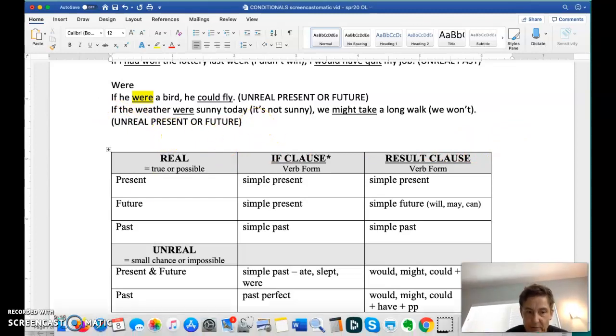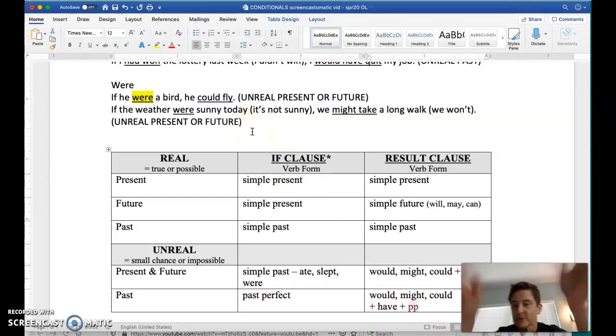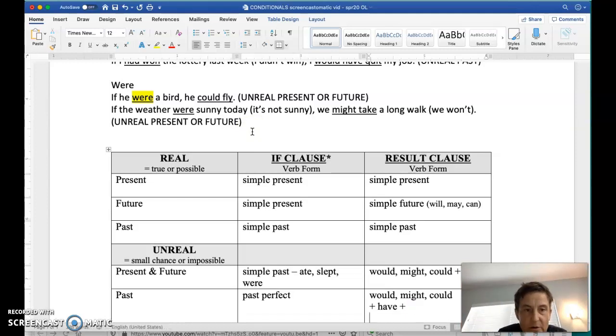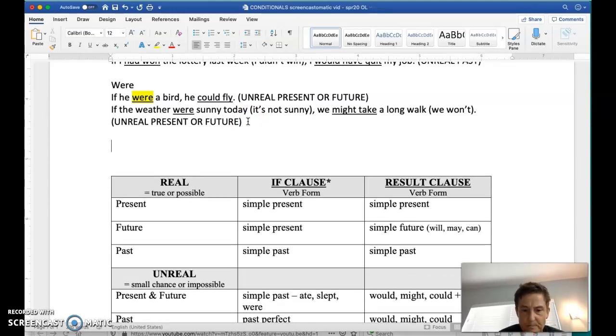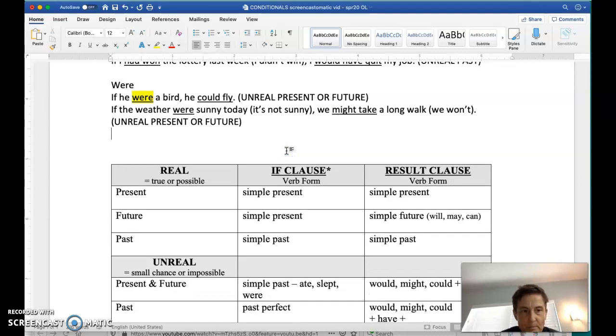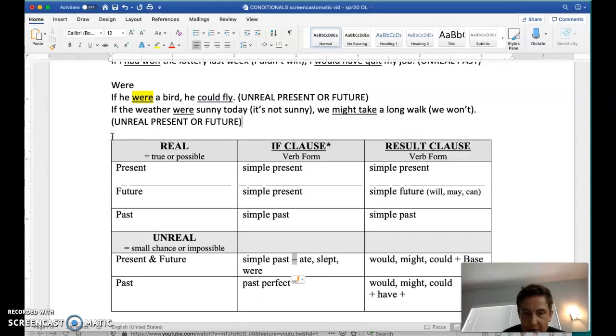Okay, unreal past. Past perfect in the if clause, and the result clause is would, might, or could plus have plus past participle. Just memorize. Don't ask why. It's just memorize what verb tense is correct. So let's do unreal past. I'm going to do the if clause as past perfect.